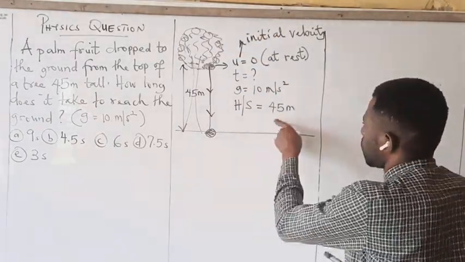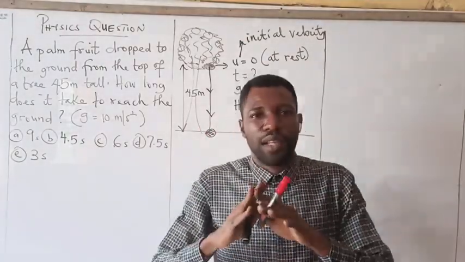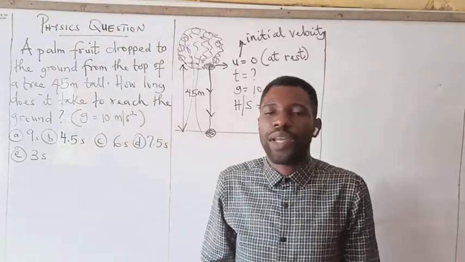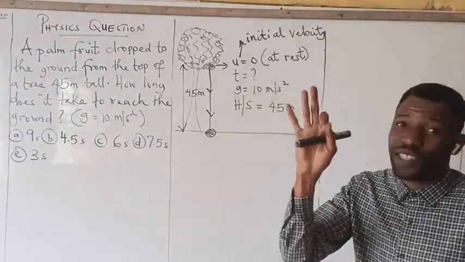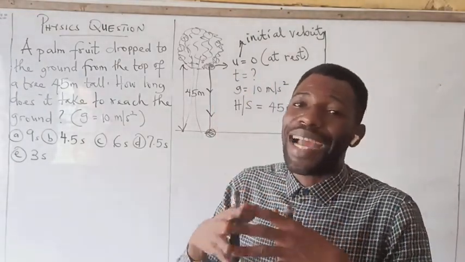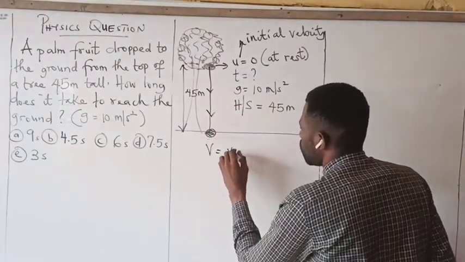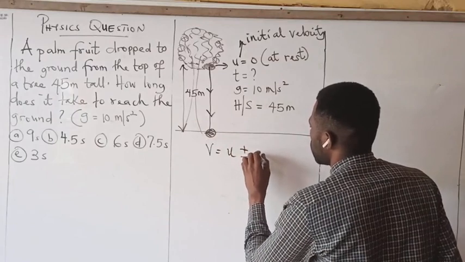Okay, so 45 meters. Now, if you recall, we have 4 equations of linear motion. When it comes to gravity, we only have 3, because only 3 of the equations are considered with gravity. Now, the first is v equals u plus or minus gt.